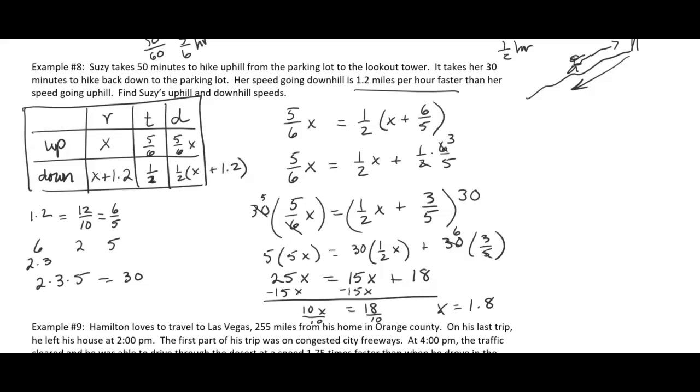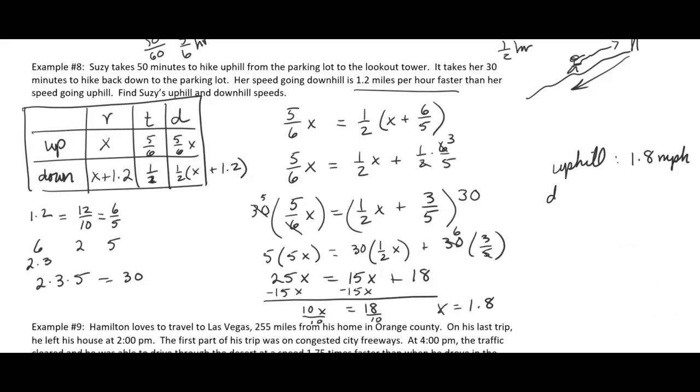I went back to the decimal. Okay, so 1.8, what does that mean? It means that going uphill, her rate was 1.8 miles per hour. And I'm okay with that decimal because that's how they gave me the miles per hour when they were talking about going downhill 1.2 miles an hour faster.